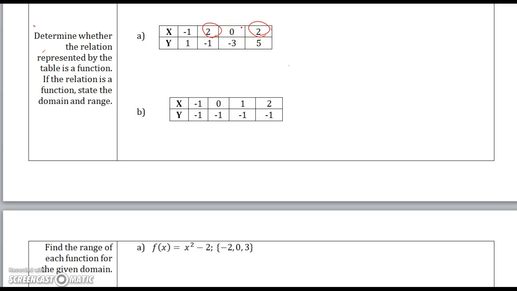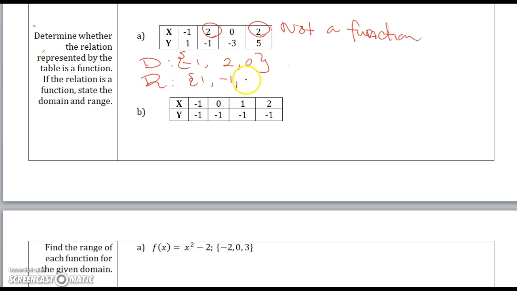Can't function like that. So this is not a function, but it is a relation. So I can identify it. My domain are my input values, my x values. So -1, 2, and 0, this set. And then my range are my output values, 1, -1, -3, and 5.